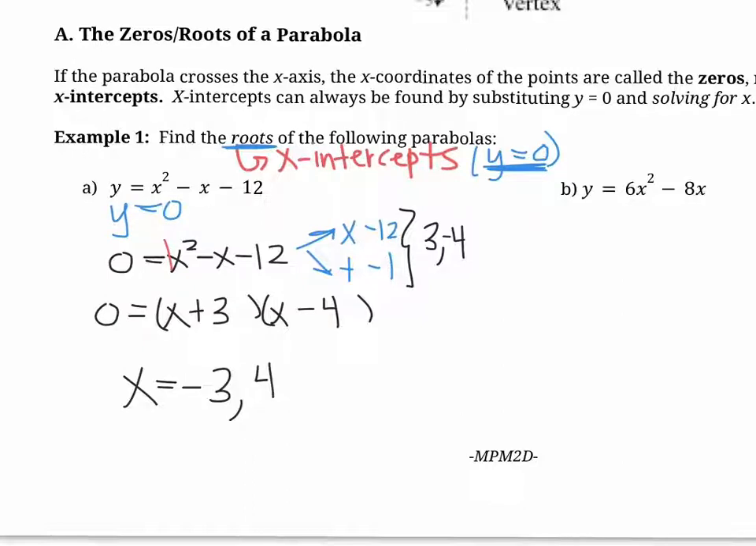So what did we find? We were solving for the x-intercepts of this parabola. So we know for x-intercepts that means y is equal to 0. So that's what we plugged in first. We solved by factoring and got our solutions.